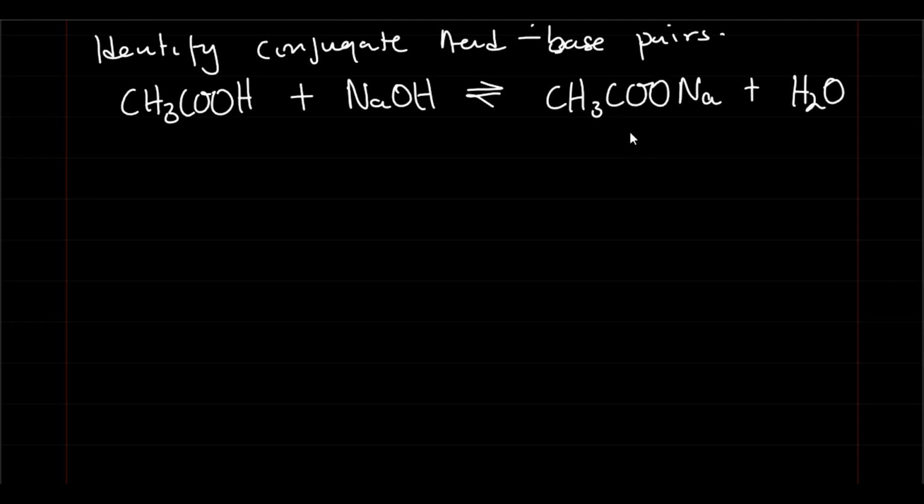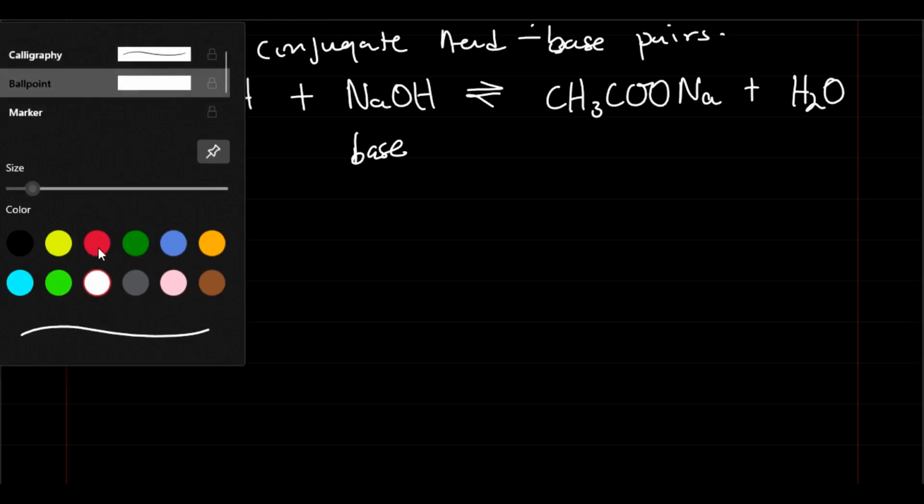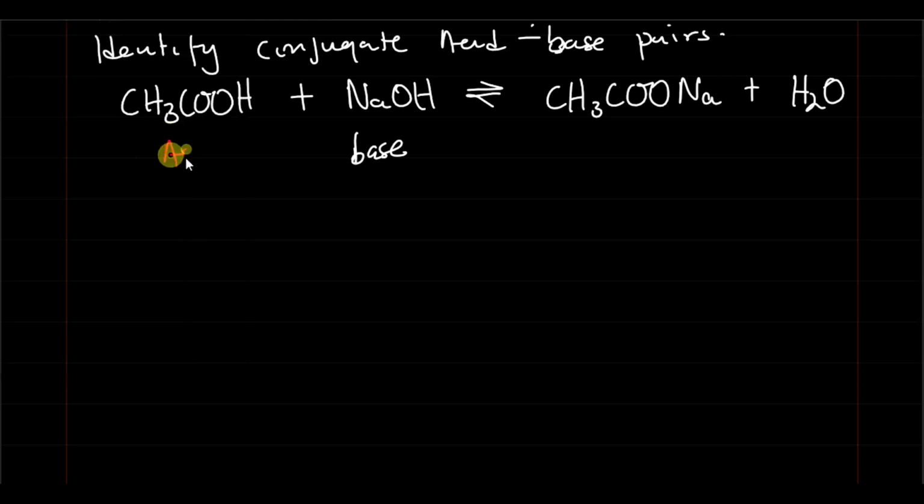It's a salt. Okay, so now if they say to you, identify conjugate acid base pairs from this kind of equation, what do you look at? You look at what is an acid and what is a base. So we know that sodium hydroxide is a base. Obviously it's a base. And then this is an acid. So you can identify one of them if you know that one is a base, and then you know the other one is an acid.